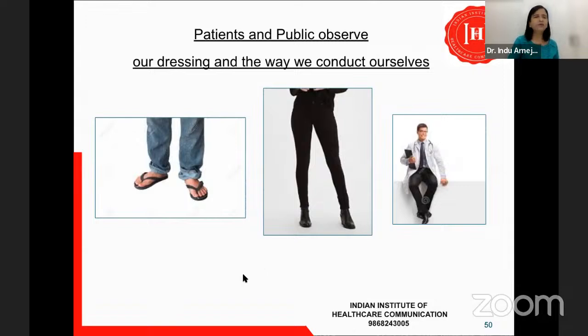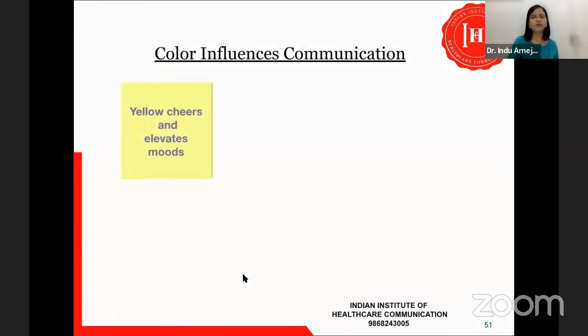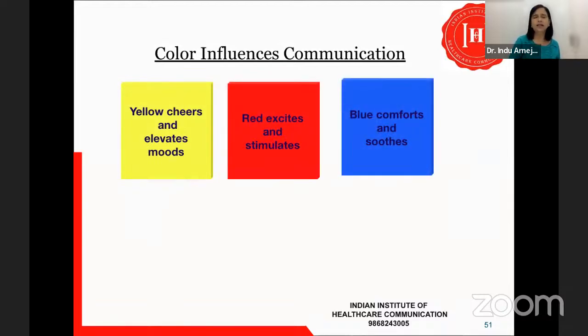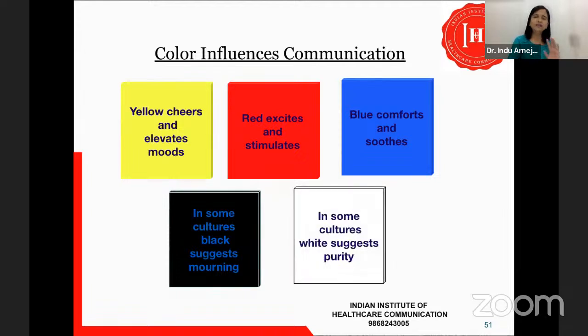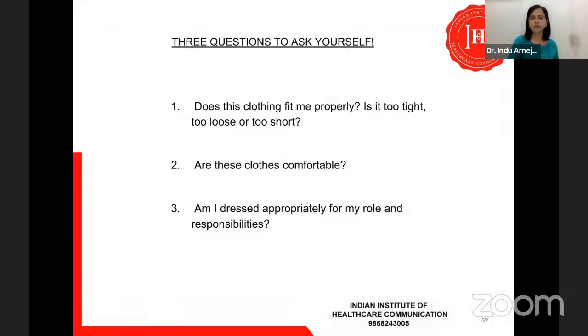So even clothes like very bright colors, again, in your personal life, you can wear what you like. But I think in a healthcare setup, we need to wear clothes as per the mood of the hospital, not as per our will and wish. I think 3 questions can help us find the right clothing for us.